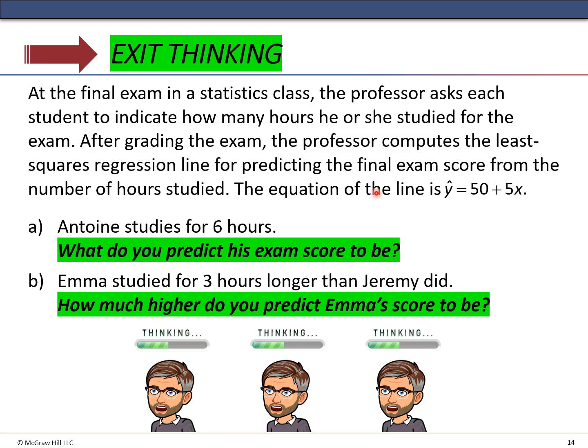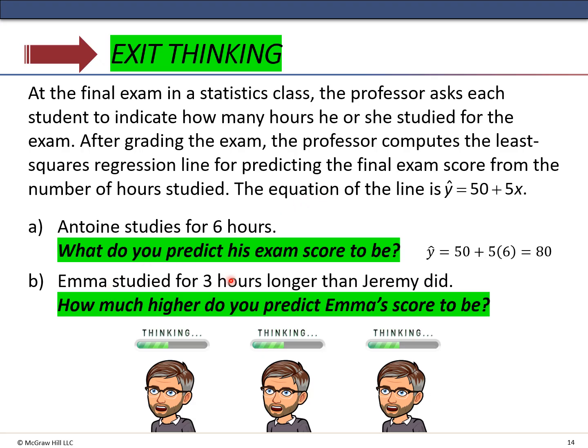Well, remember, the number of hours studied is our x variable. So to answer the first question, we need to just plug this value into our linear regression so we can see what the predicted exam score would be. And we get 80. So if Anton studied for 6 hours, we would predict that he would get a score of approximately 80.